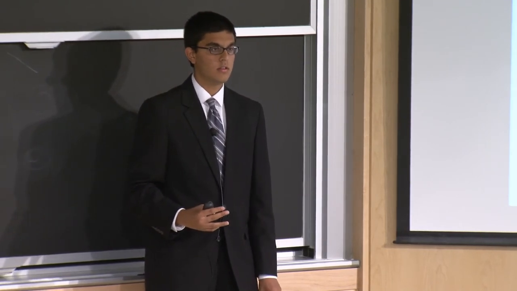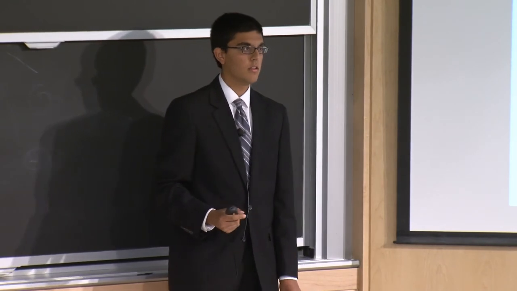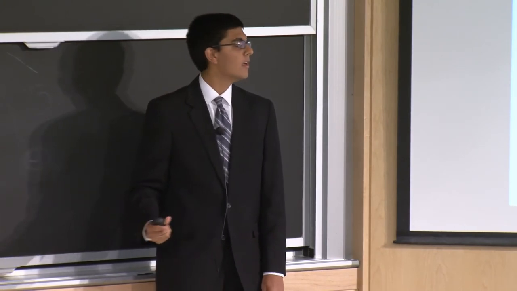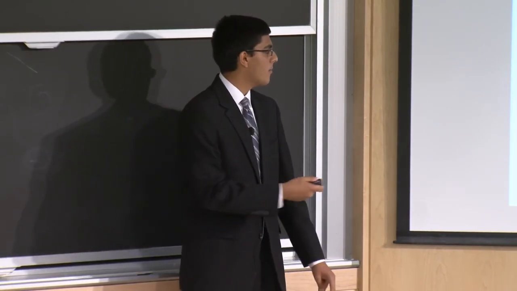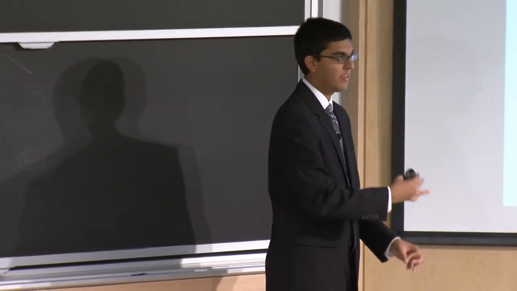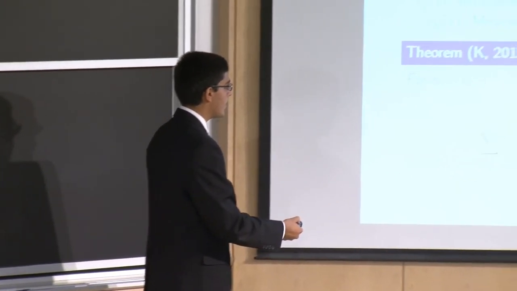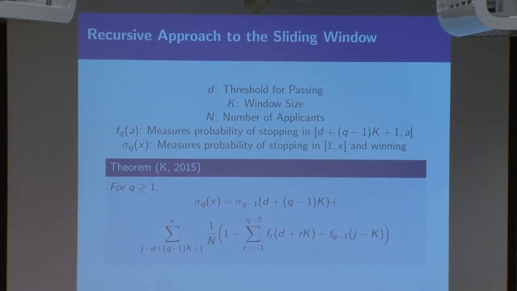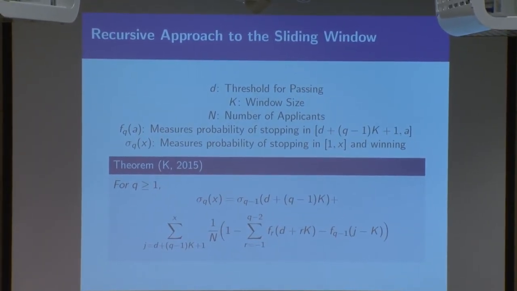By integrals, do you have to have a large number of applicants, or do you also have to have large windows? So his second question was whether I need to have a large number of applicants and a large window size. What I do to replace these sums with integrals is I divide by the number of applicants on the top and bottom. So it becomes more and more accurate as I have a larger number of applicants.